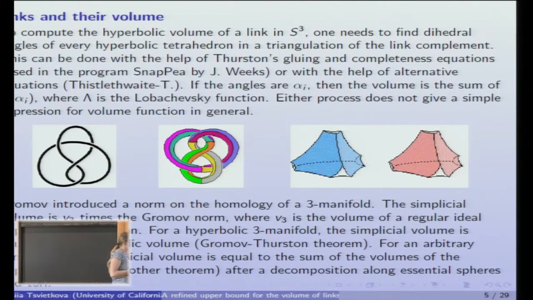We will be looking at volume, but we will also be looking at simplicial volume. For our purposes, we will need to know only a little bit about simplicial volume. Gromov introduced a norm on the homology of a three-manifold, and the simplicial volume is just the volume of a regular ideal tetrahedron times the Gromov norm. What we will need to know is not the exact definition, but rather that for a hyperbolic cusped manifold, simplicial volume is the same as hyperbolic volume. And for an arbitrary cusped manifold, the simplicial volume is, loosely speaking, equal to the sum of the volumes of its hyperbolic pieces after you do a decomposition along essential two-spheres and essential tori.